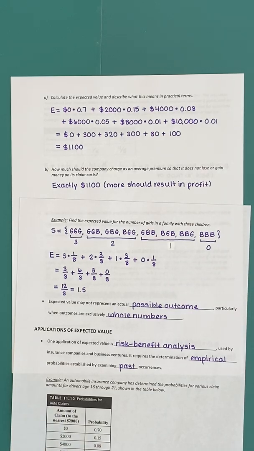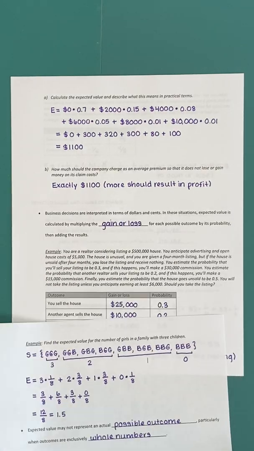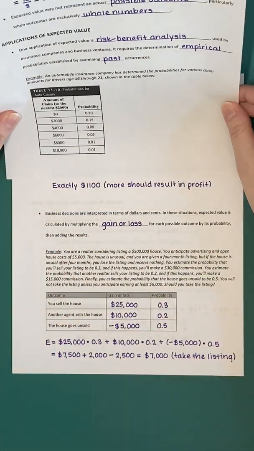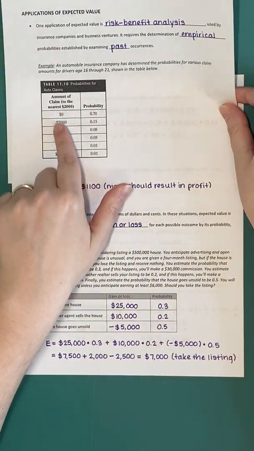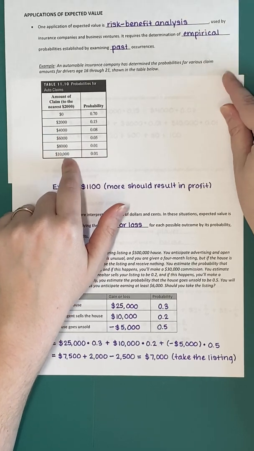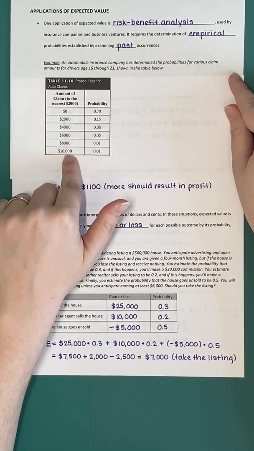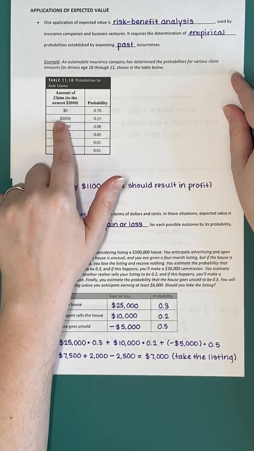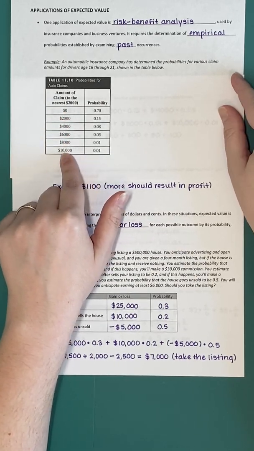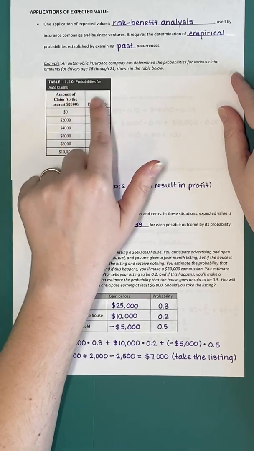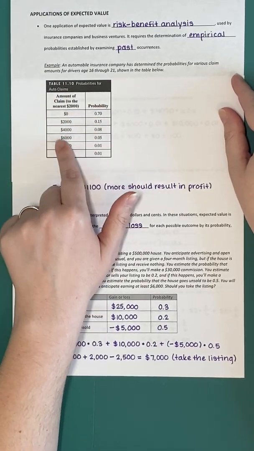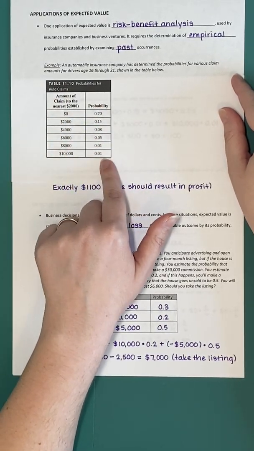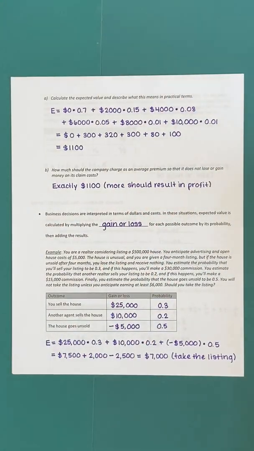Okay, so we want to know what is the expected value, and we want to describe what that means in practical terms. So let's look at the actual table again. So here are our values. The expected value of this situation is going to be each of the values multiplied by their probabilities. So we're going to take each of the numerical values, the dollar amounts in this case, and multiply each by how likely it is that that particular outcome occurs.